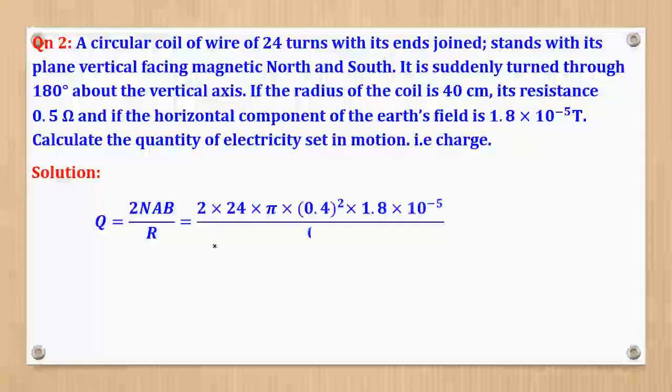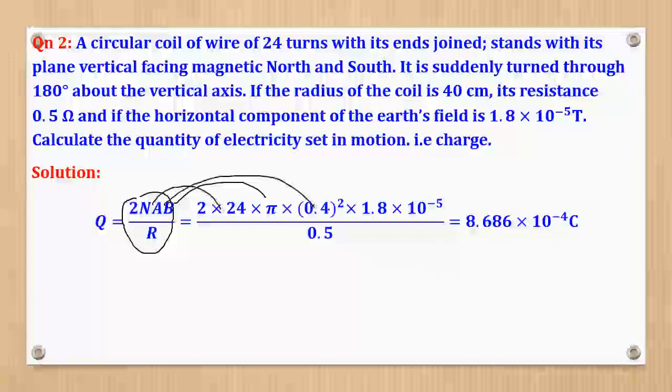So because it was rotated through 180 degrees, we use 2NAB over R. You come up with, substitute for number of turns, cross-section area, because the circular becomes pi r squared. Then flux density and resistance come up with the charge they wanted.